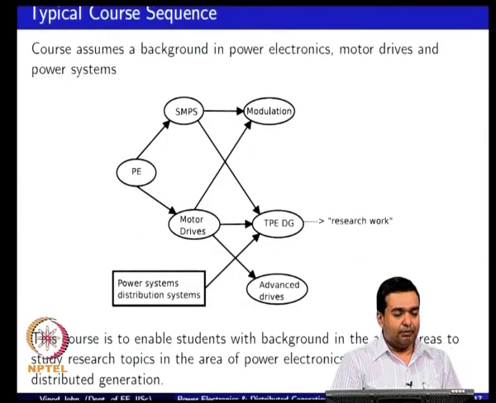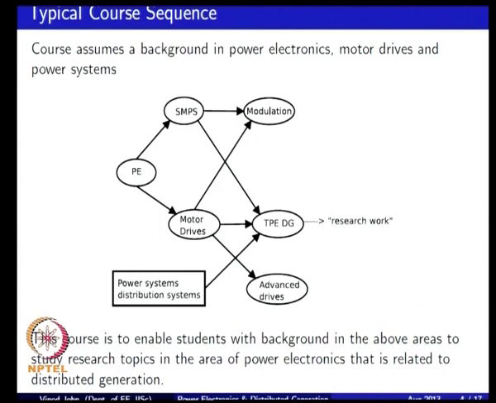If you look at the typical background required for the course, at IISc over here we have students who come in for a master's degree or for research degrees. They would have already done courses in power electronics, they would have had courses in power systems. So, introductory level you would have a power electronics course, you would have a power systems course which gives you some exposure to distribution systems.